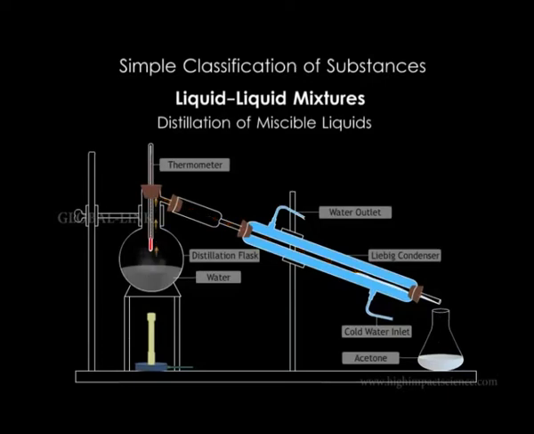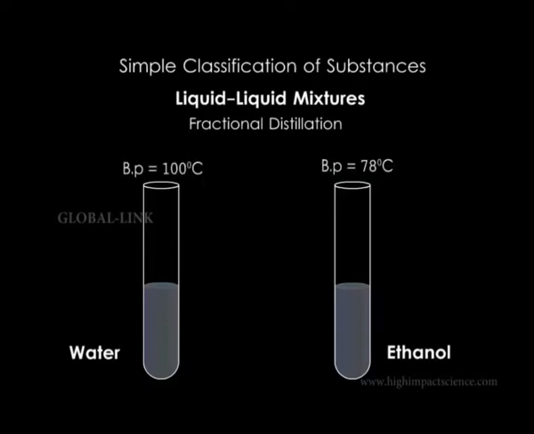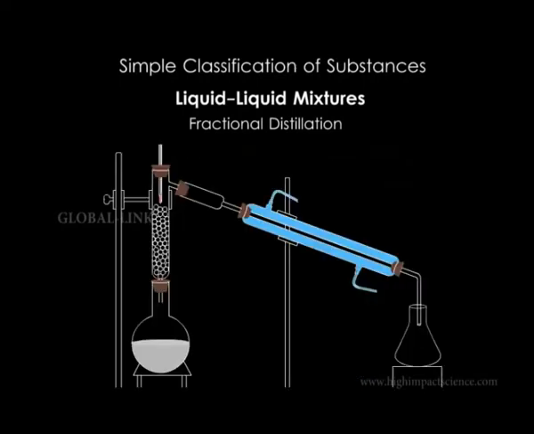What if the boiling points are close? In case the difference in the boiling points is less than 25 degrees Celsius, we use fractional distillation method. Let's take an example of water and ethanol. Water boils at 100 degrees Celsius and ethanol at 78 degrees Celsius. The two liquids can be separated by fractional distillation, which is a modified kind of simple distillation.